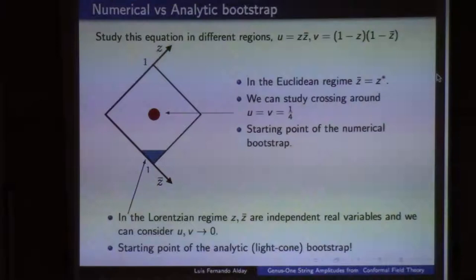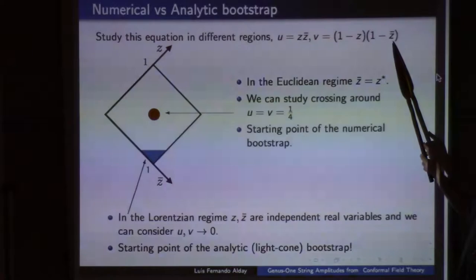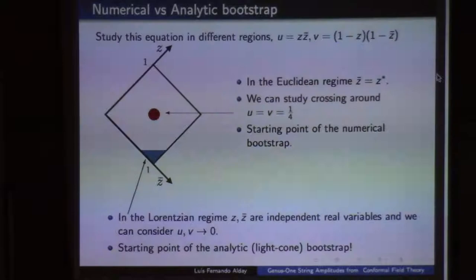Now, in the Lorentzian regime, zeta and zeta bar are independent real variables. And then you have the possibility of considering u and v both going close to zero. Notice that here you could take zeta very small and zeta bar very close to one. But of course, if zeta and zeta bar are complex conjugates of each other, if one is small, the other cannot be close to one. So in order to take this limit in which u and v become simultaneously zero, you need to be in Minkowski space, so you are here. And studying the bootstrap equation in that regime is the starting point of the analytic bootstrap. Is that okay?